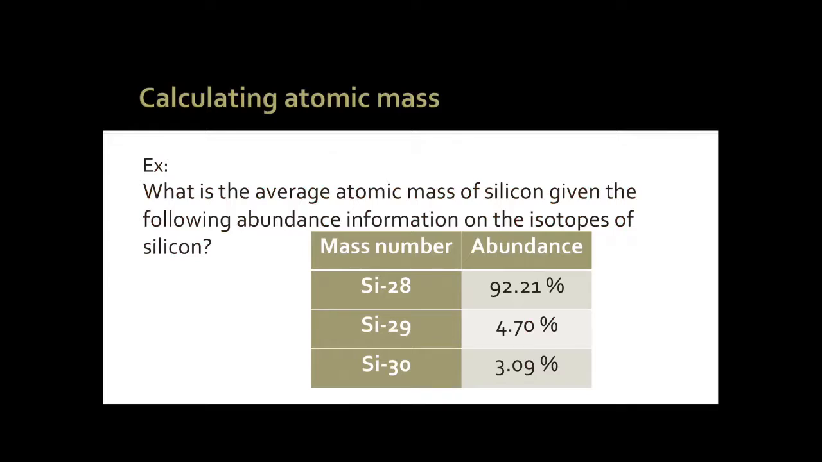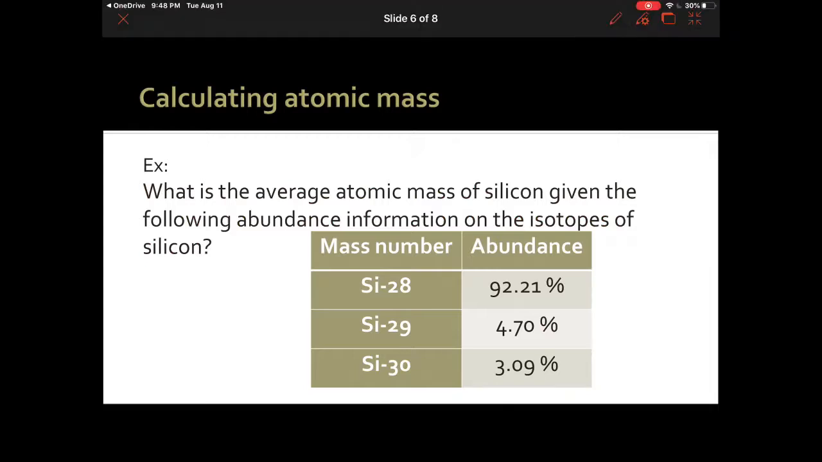All right, last example, last chance to pause it and see if you can do it all by yourself. What's the average atomic mass of silicon given the following abundance information of the isotopes of silicon? All right, first we're going to underline what we know. If you look at this question, it didn't give us anything that we actually know. So let's look at that table.